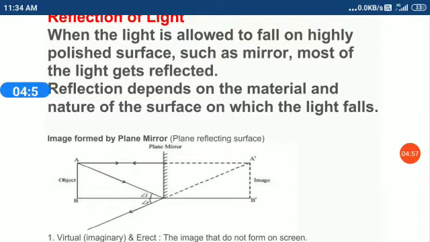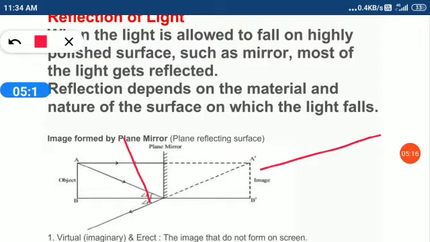It totally depends on the nature of the surface. Here you can see the image formed by the plane mirror in reflection. Here I'm drawing a diagram. Suppose this is a mirror M and M dash, and here a ray of light is falling. This ray of light which falls on the mirror is called the incident ray.